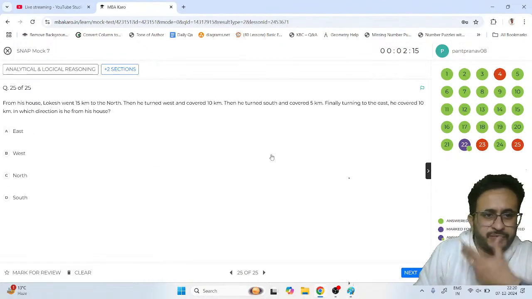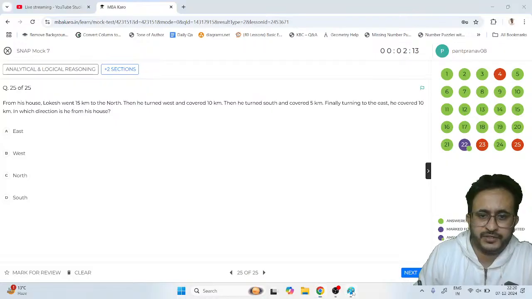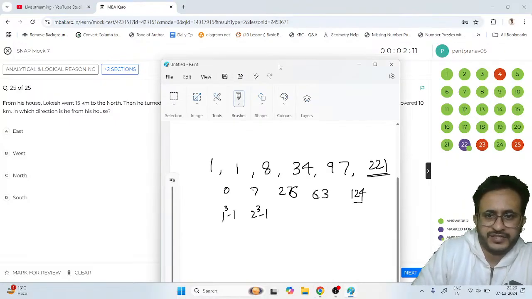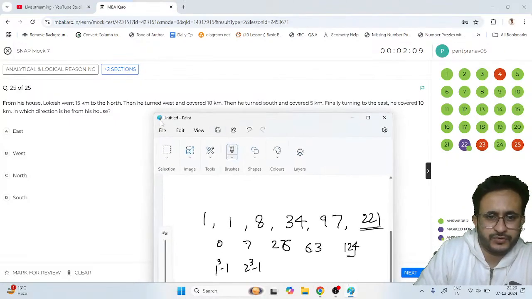And the last question: from his house, Lokesh went 15 kilometers. This is a better one. I think one of the questions that we missed was on direction sense or so.